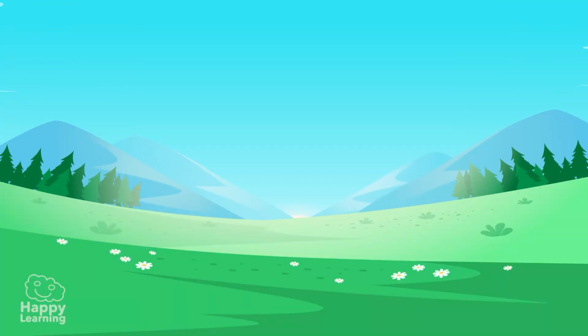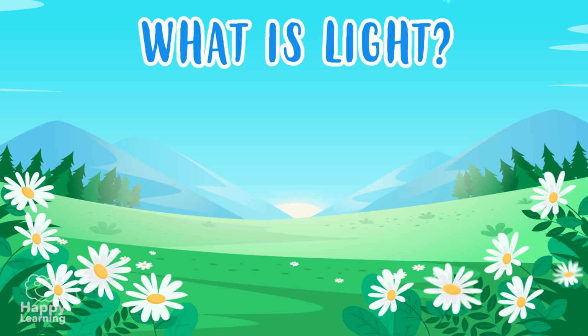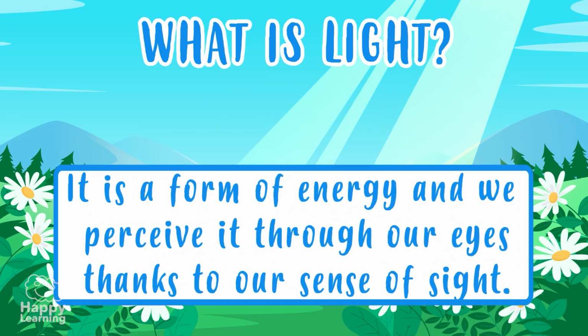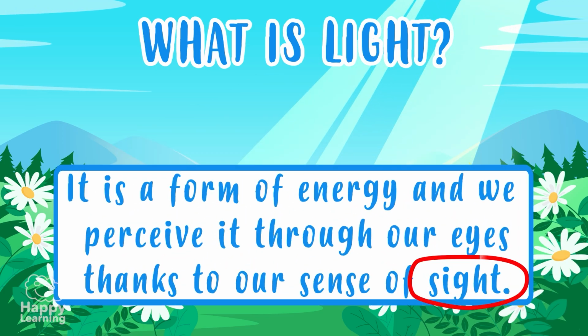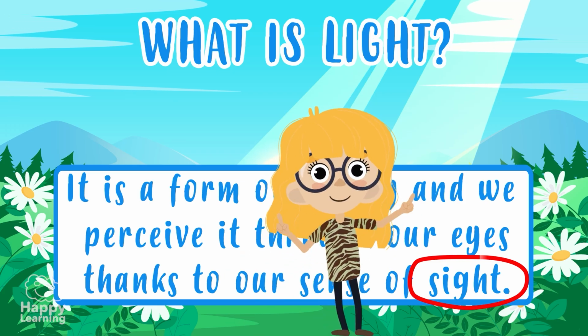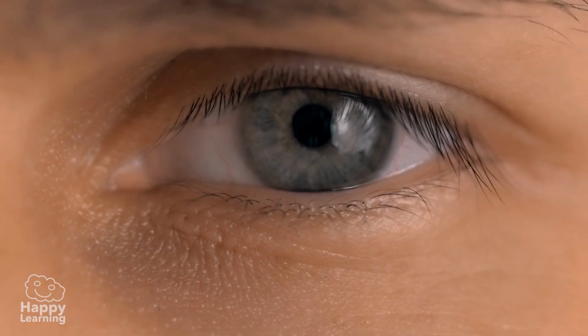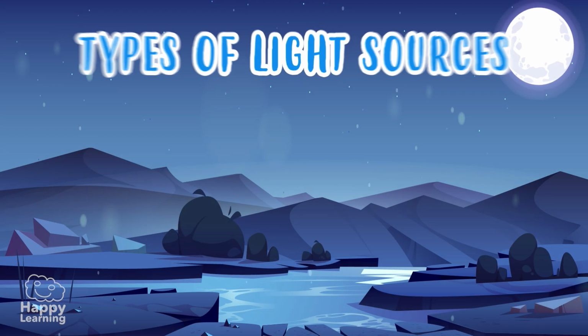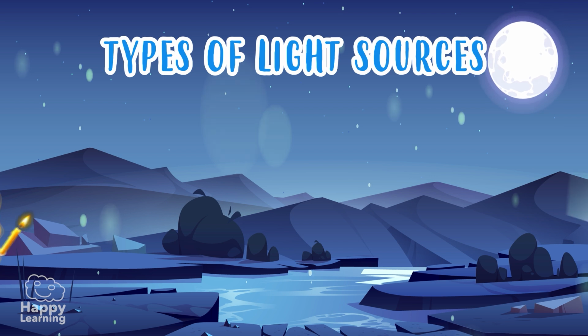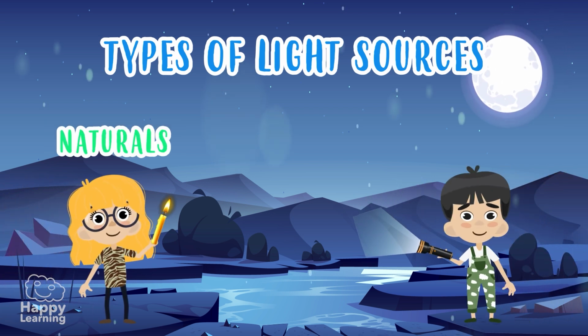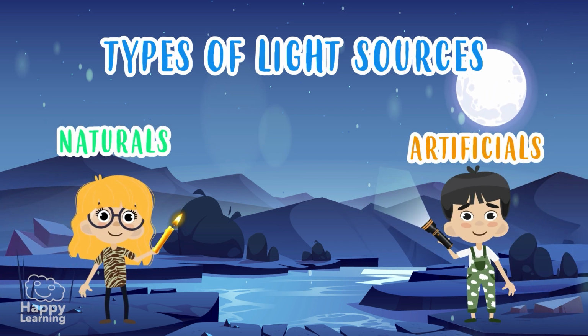But what is light? Light is a form of energy, and we perceive it through our eyes, thanks to our sense of sight. If we close our eyes, we don't see if there is light or not. There are two types of light sources: natural and artificial.